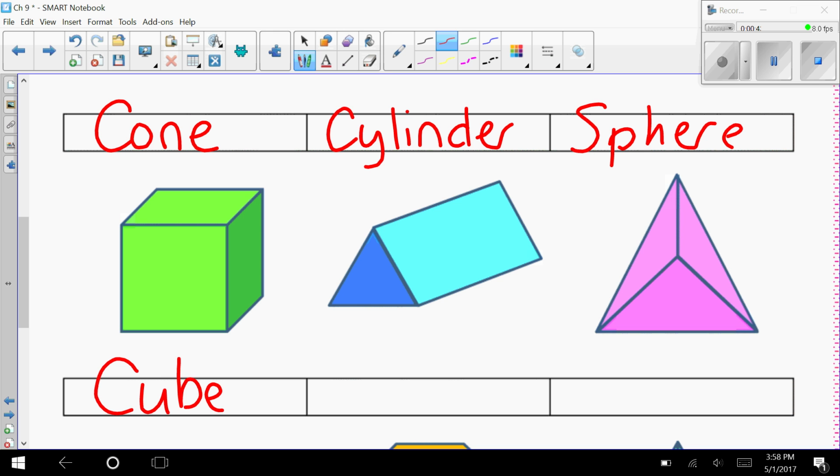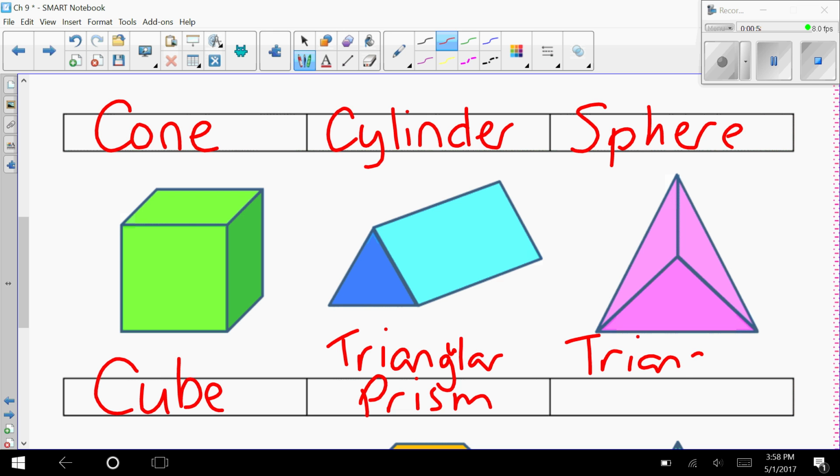The one in the middle, its bases are triangles, so it is a triangular prism. And this one on the right, its base is a triangle, and it goes to a point, so it is a triangular pyramid.